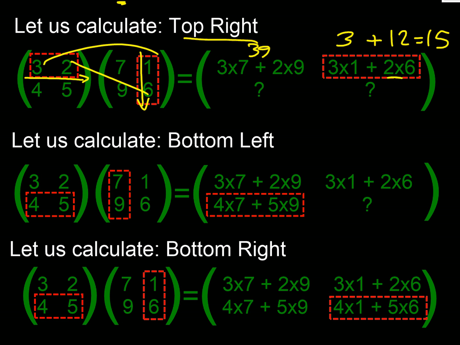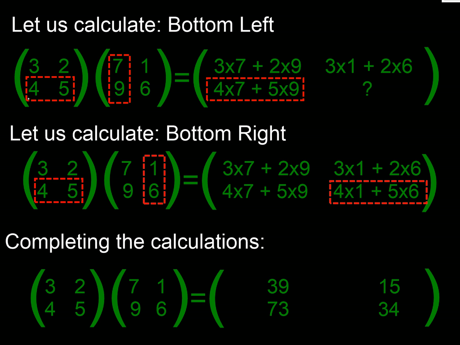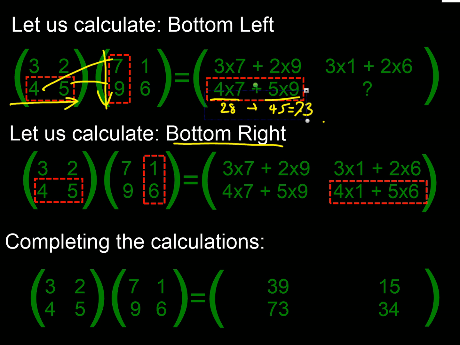Well, I want to get the bottom value. Let's just have a quick look. Is bottom left. So I take my bottom row, I multiply it by my left-hand column. And there we go: 4 times 7, 5 times 9. 4 times 7 is 28 there. 5 times 9 is 45. Add them together, and what did we get before? 73, wasn't it? And then if I want to get my bottom right value, I take my bottom row on the left and my right-hand column on the right, and I multiply those together. 4 times 1, 5 times 6, and I get my value here. 4 times 1 is 4, plus 5 times 6 is 30, so I'm going to get 34.